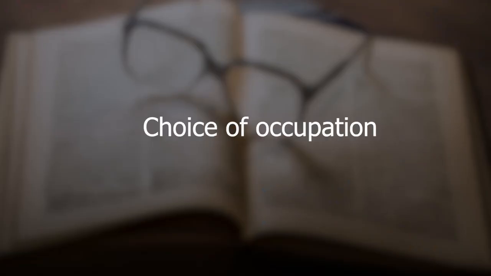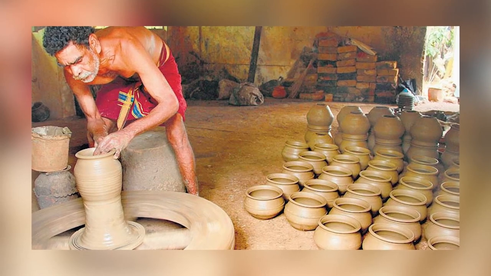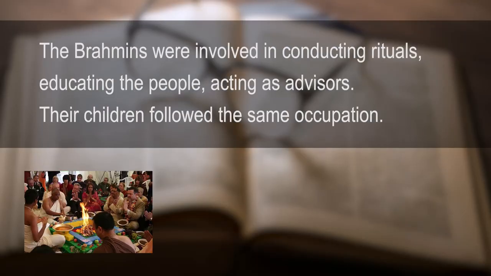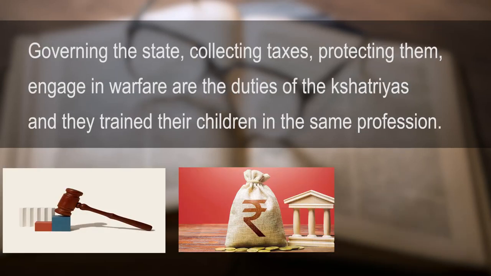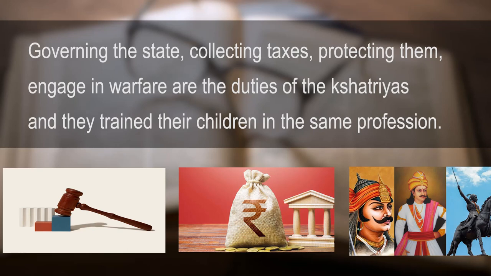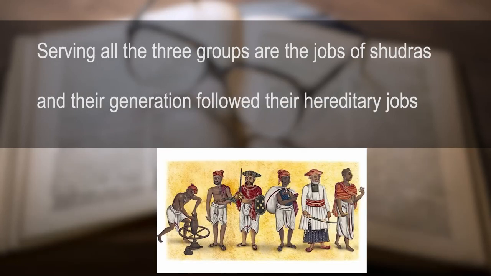The choice of occupation. Basically, the choice of occupation by the caste group is hereditary. It is their birthright to pursue their own hereditary occupation. The Brahmins were involved in conducting rituals, educating the people, and acting as advisors. Their children followed the same occupation. Governing the state, collecting taxes, protecting them, and engaging in warfare were the duties of the Kshatriyas, and they trained their children in the same profession. Business and agriculture are the occupations of Vaishyas, and their children had the right to follow their parental profession. Serving all the three groups are the jobs of Shudras, and their generation followed their hereditary jobs.